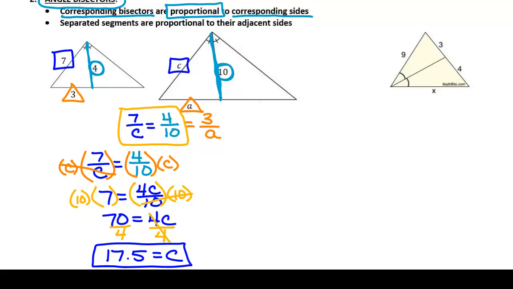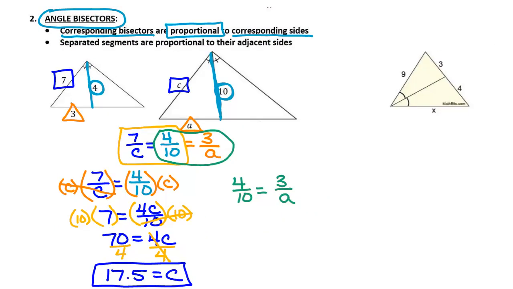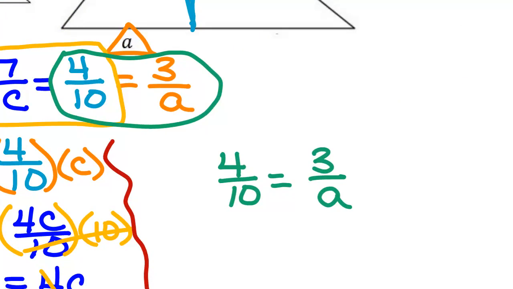We can do the same kind of thing here for these 2. We can do 4 over 10 equals 3 over a. Multiply both sides by that denominator of 10.